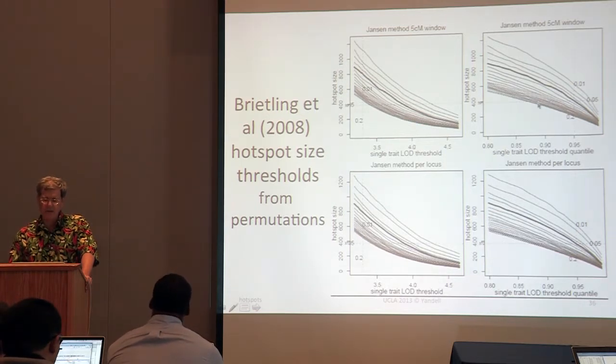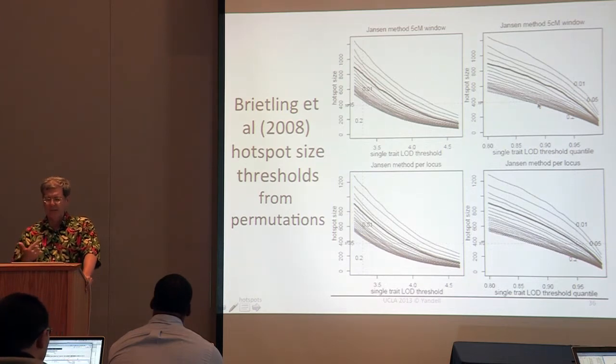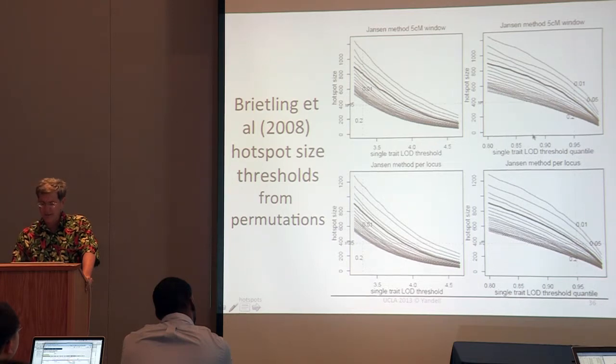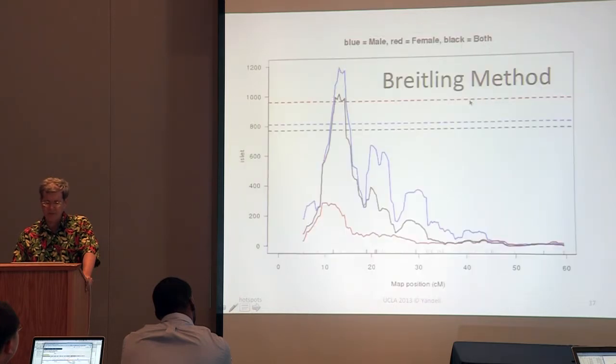So for the mouse data, and this is using a 5 centimorgan window, related to some of the issues that were just raised a few minutes ago, we had a hotspot size of about 400. Without smoothing, it's about the same. So anything above 400 traits at the same position is significant.